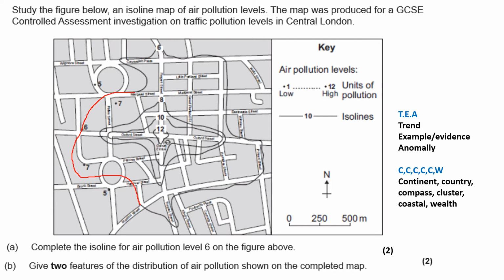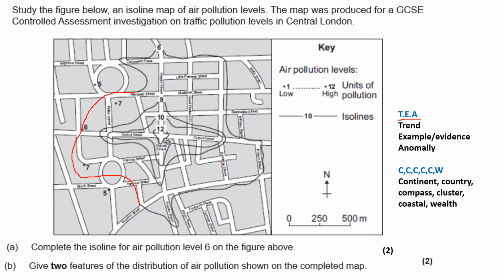And this is the acronym that I use, T. You should always look for the overall trend. Then give examples and evidence from the source, and then potentially look for some anomalies. And in order to do this, I've also given you these letters in the past, the 5 C's plus the W, and these stand for continent, country, compass, clustering, coastal, and wealth.